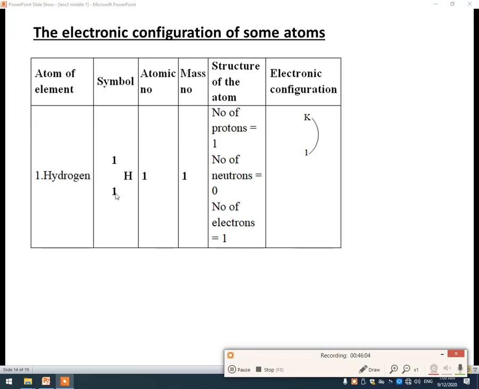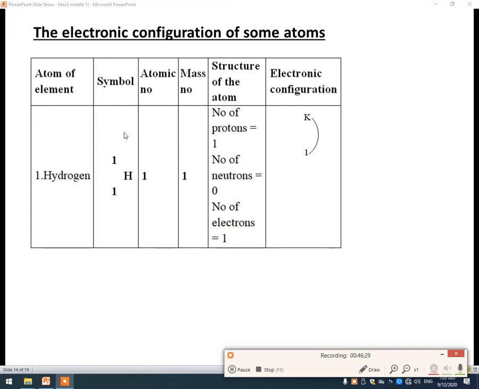What is the one at the bottom? It is the atomic number. What is the one at the top? It is the mass number. So I will ask you to find the atomic number. It will be the one which is at the bottom. What is the mass number? It will be the number at the top left, which is 1. Okay.